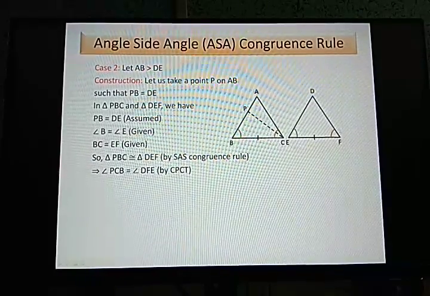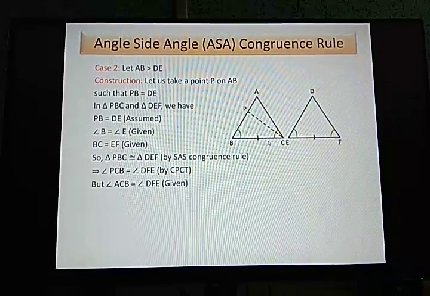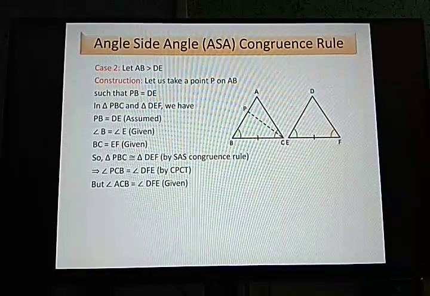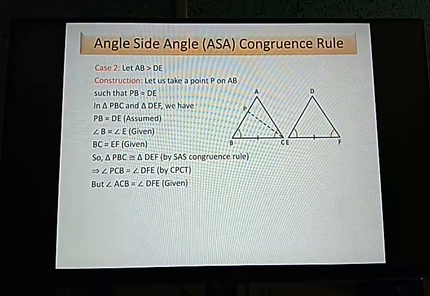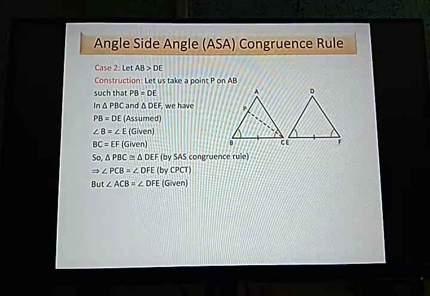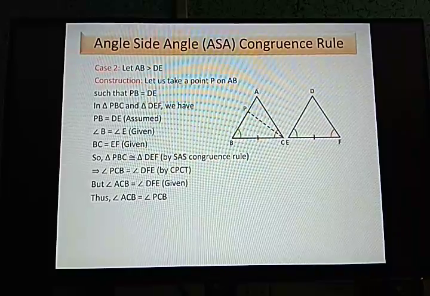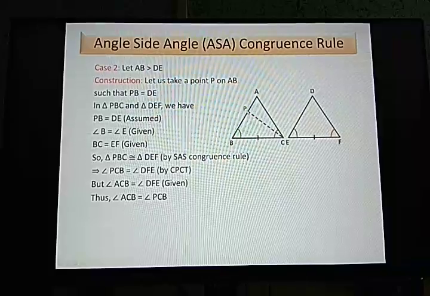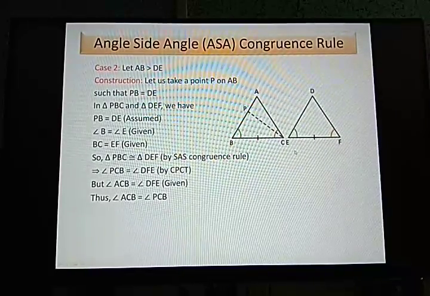So in these two triangles, you can see this angle PCB will be equal to angle DFE. But we already know that angle ACB is equal to angle DFE. This is given to us. Clear? So what can we conclude from these two equations? We can conclude that angle ACB has to be equal to angle PCB. But is it possible? No, definitely not.